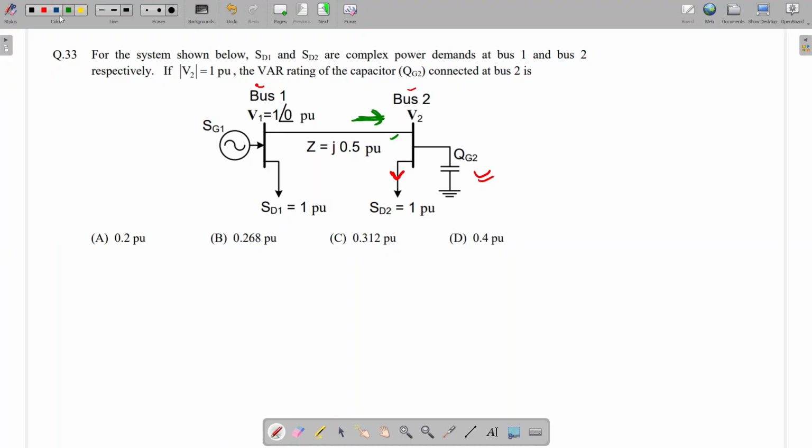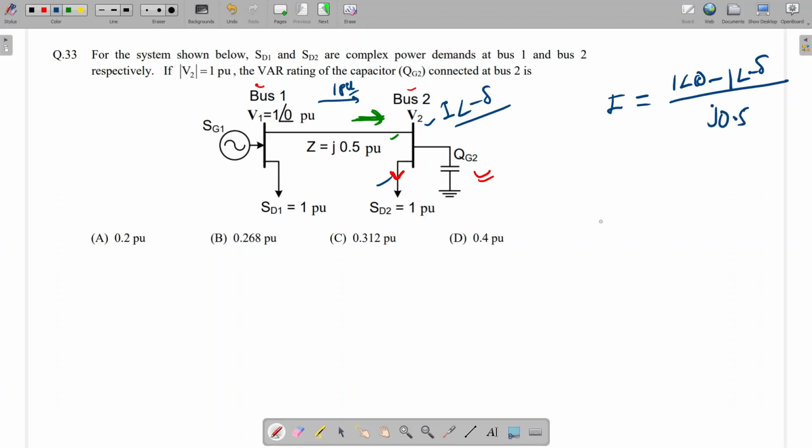So see here, since 1 per unit real power is supplied here, this line is supplying a real power of 1 per unit. In that case, we can say that the angle of this bus will be negative. So let's say 1 angle minus delta. Why minus delta? Because power will always flow from higher angle to lower angle. This higher angle is 0, so here the angle will be minus delta. So we can write the current equation. Current will be 1 angle 0 minus 1 angle minus delta divided by j 0.5.